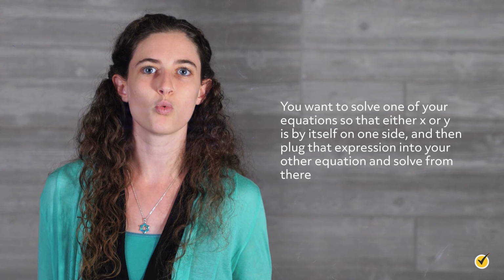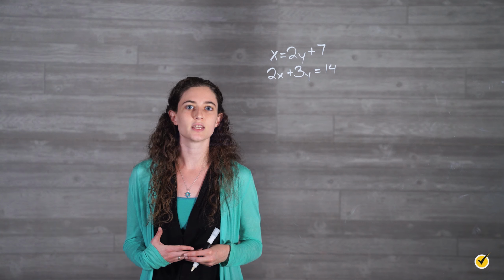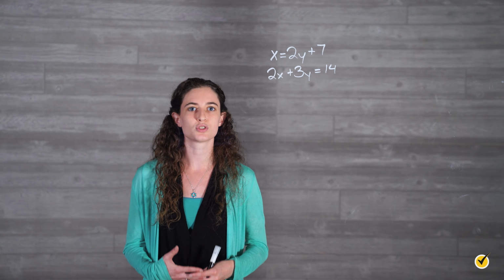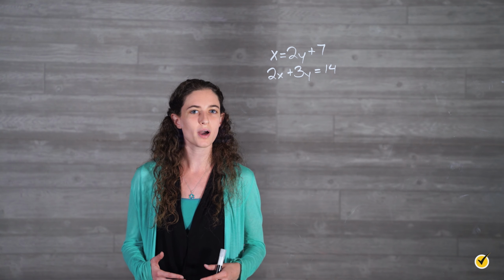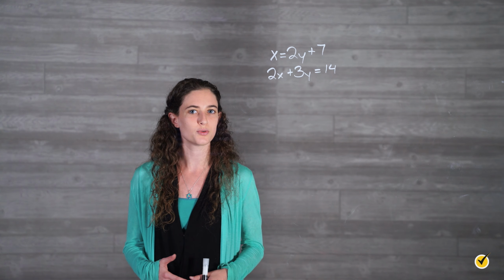Our first step is to make one of our equations have either an x or a y by itself on one side. For this example, we've already been given an equation like that: x equals 2y plus 7, so we won't have to do any extra manipulating.